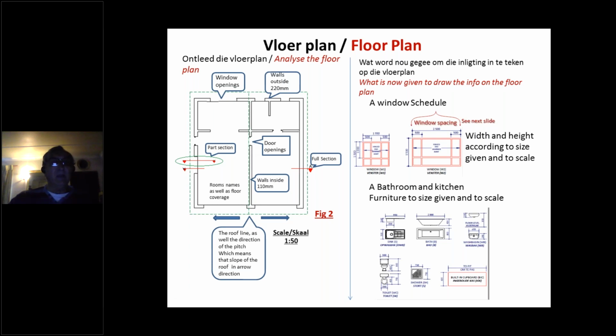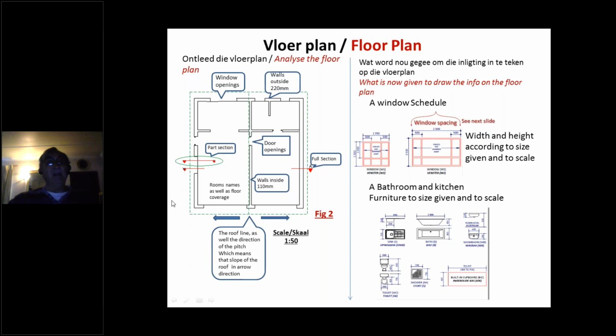Then you'll get a roof line like that, and it shows you the roof line of the pitch. That means that's the pitch, the knock van die dak, and there's a slope towards this direction and a slope towards this direction.